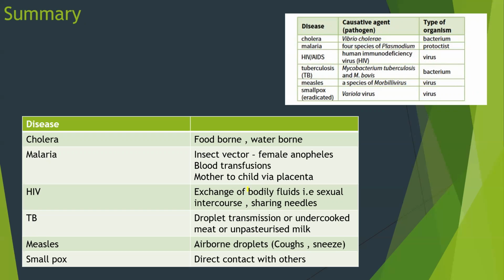TB is caused by Mycobacterium, a bacterium, by droplet transmission, undercooked meat or unpasteurized milk. Measles is caused by the morbillivirus, which is a virus, and this is airborne droplets, coughs and sneezes. Smallpox is eradicated, so we'll talk about that in chapter 11, but it's caused by the variola virus. It is a virus, and it's usually by direct contact with other people.